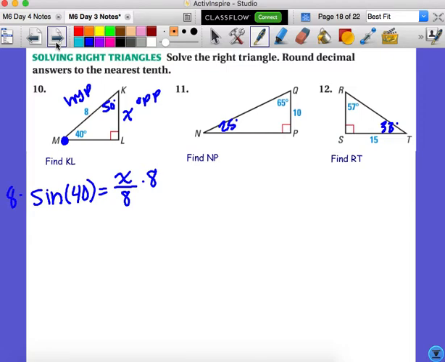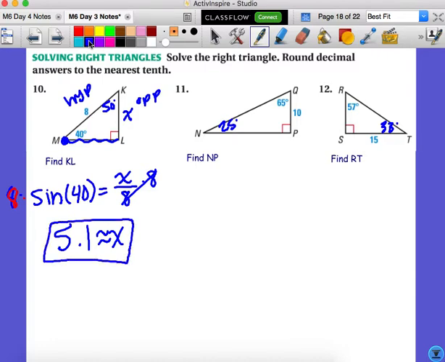I know my 8's going to be a little hard to see here, so I'm going to change colors. And x is approximately whatever 8 times the sine of 40 is, which is approximately 5.1. Technically, if I'm solving this entire triangle, I would also need to solve for this side here, either now using the Pythagorean theorem, now that I know I have 8 and 5.1, or by setting up another trig function. Either is totally valid, but for sake of time, we're only going to solve for KL. We're going to go ahead and move over here.